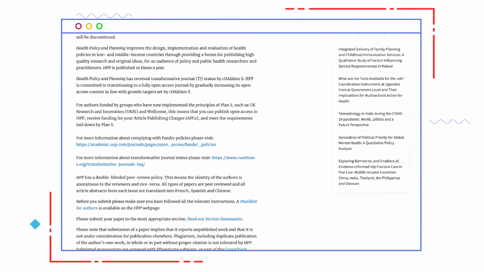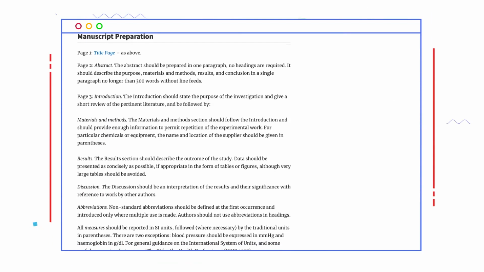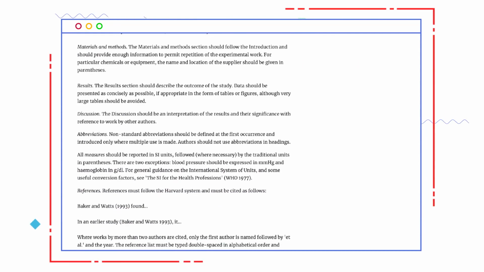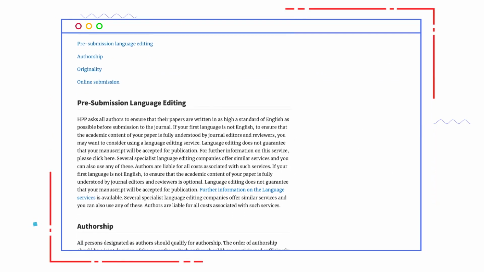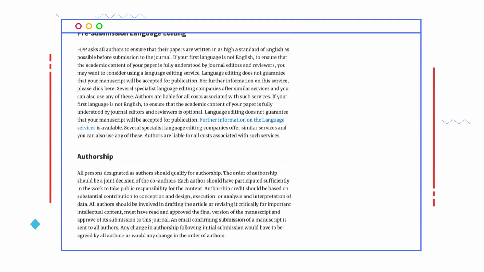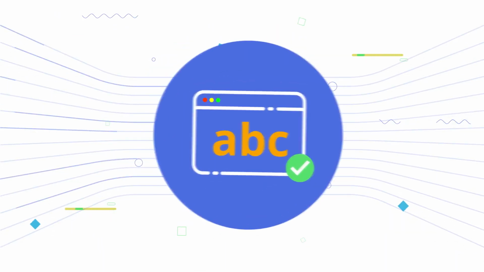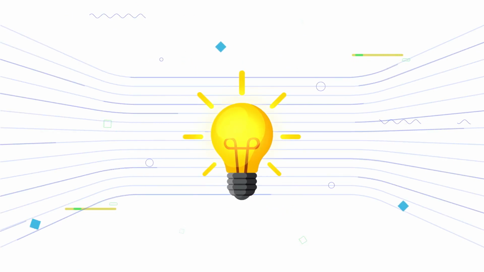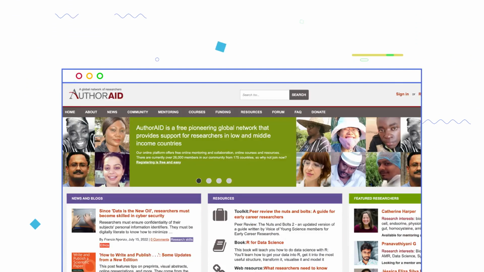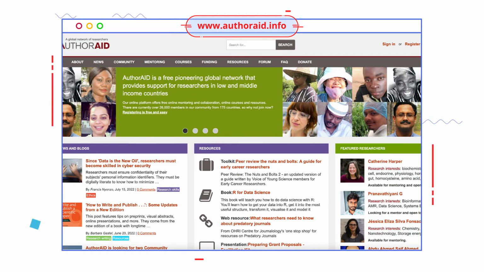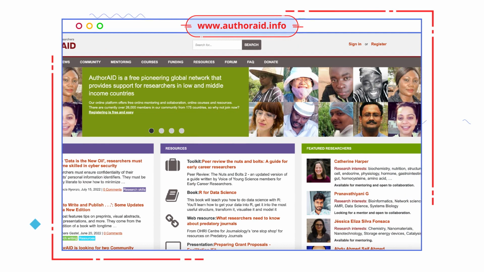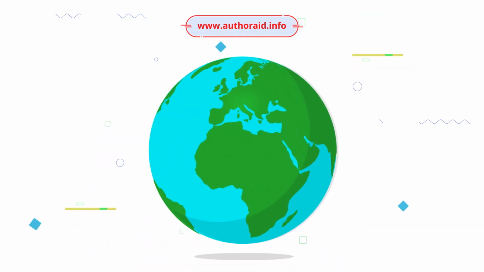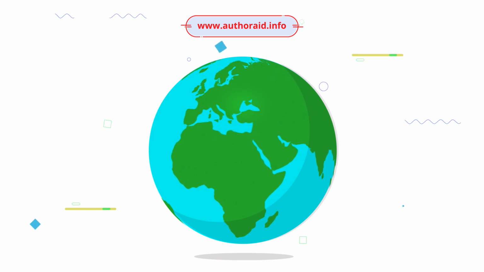Tip 5. Make sure the article is the correct length and conforms to the correct manuscript format and style described on the Instructions for Authors page. Please check our Instructions for Authors page for manuscript type and formatting requirements. Tip 6. Make sure the language is accurate. If your first language is not English, please ensure that the academic content can be understood by the editors and reviewers. If you are based in a low or middle income country, you can contact AuthorAid for support, a network which provides free mentoring and English language editing for researchers in low and middle income countries.